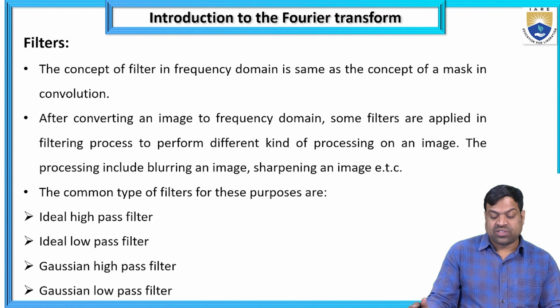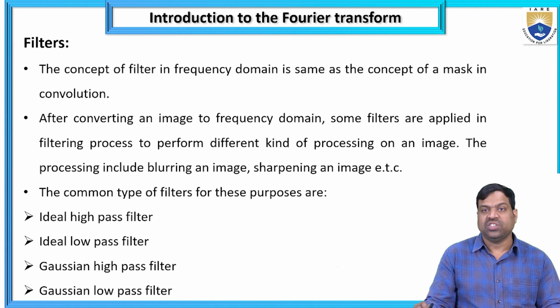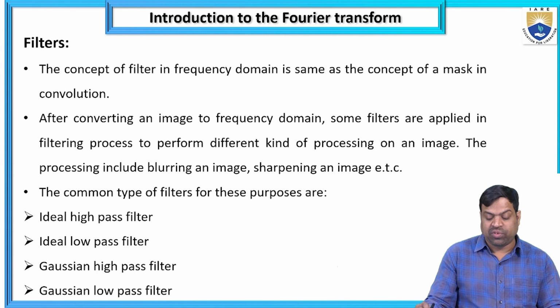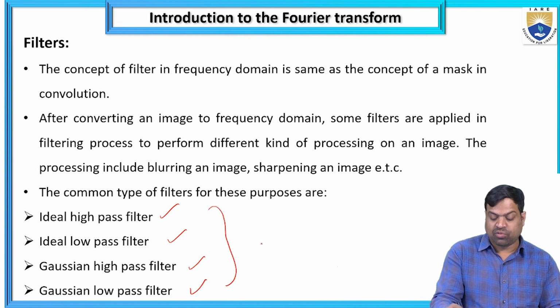And filters, what are the major roles of filters in image processing? The concept of a filter in the frequency domain is the same as the concept of a mask in convolution. After converting an image to the frequency domain, some filters are applied in the filtering process to perform different kinds of processing on an image. The processing includes blurring an image, sharpening an image, etc. The common types of filters for these purposes are ideal high pass filter, ideal low pass filter, Gaussian high pass filter, Gaussian low pass filter.